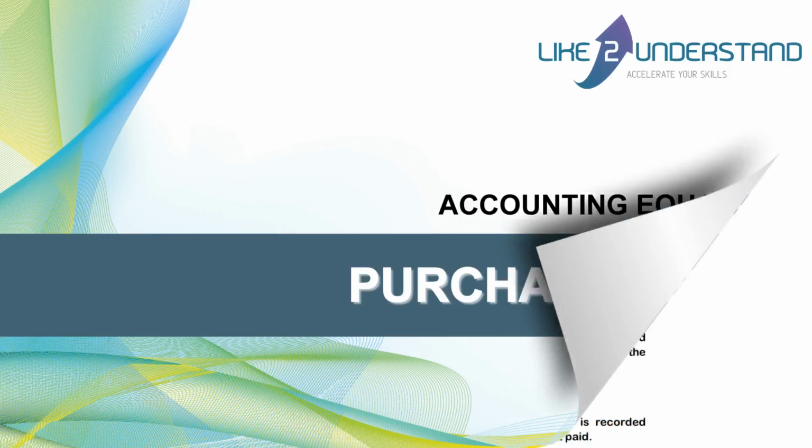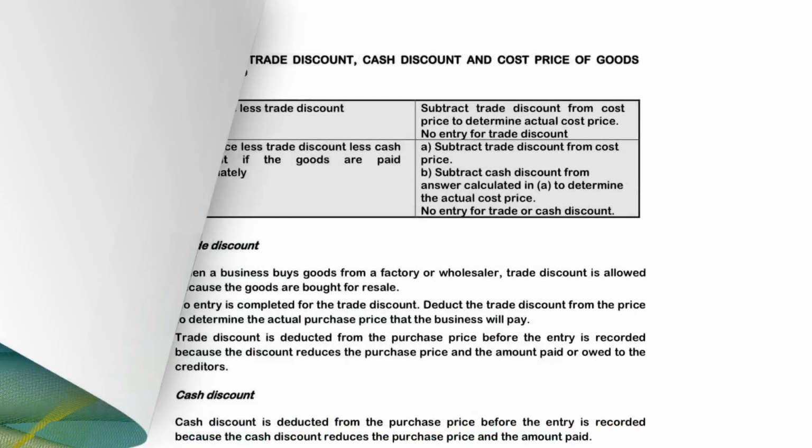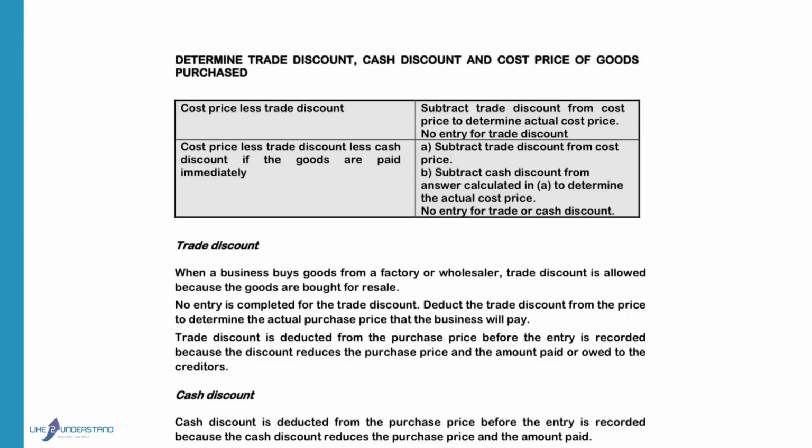Good morning. We will pay attention to trade discount, cash discount, and the cost price of goods purchased. When trade discount is allowed, you must subtract the trade discount from the cost price to determine the actual cost price that you will pay for the goods. No entry is recorded for trade discount.